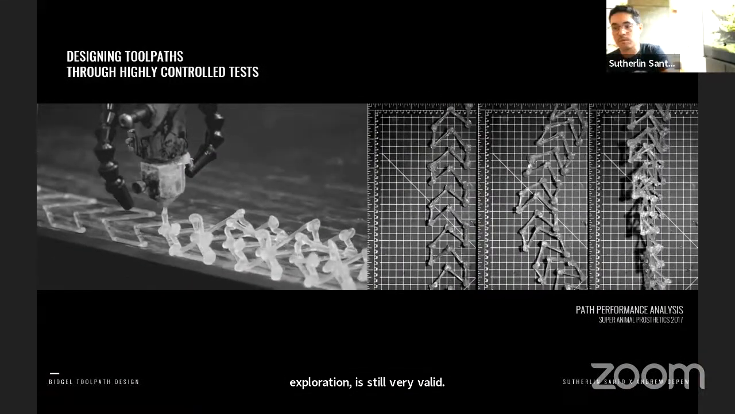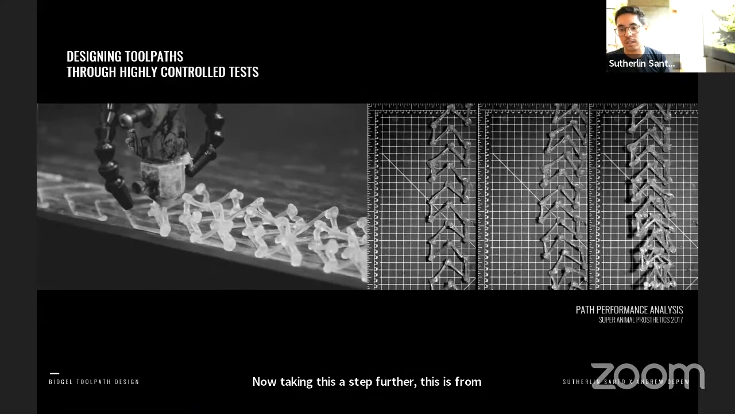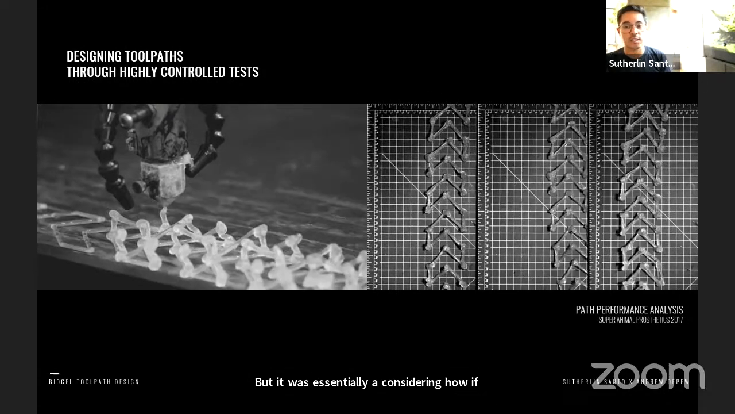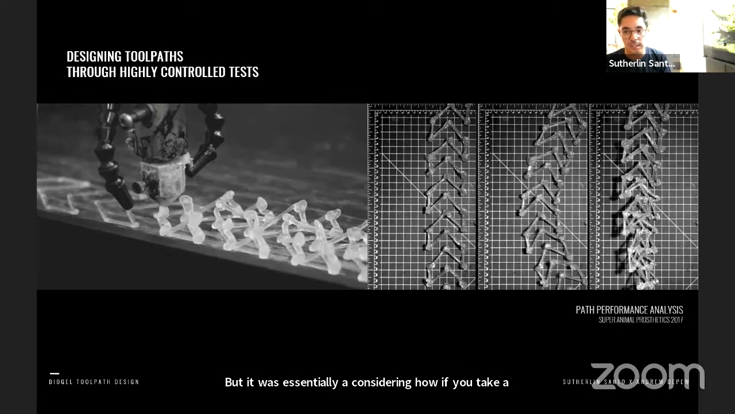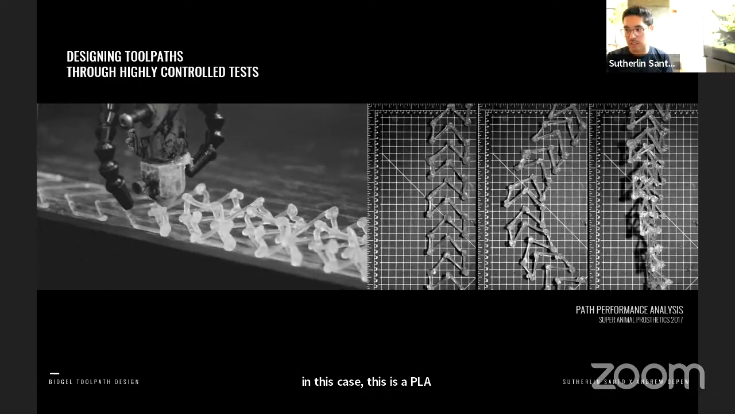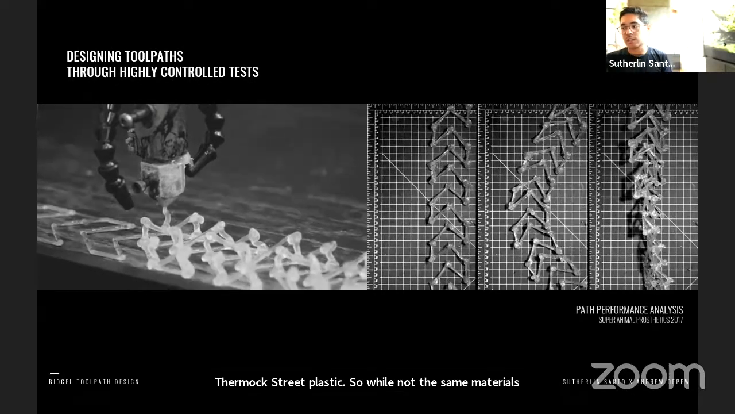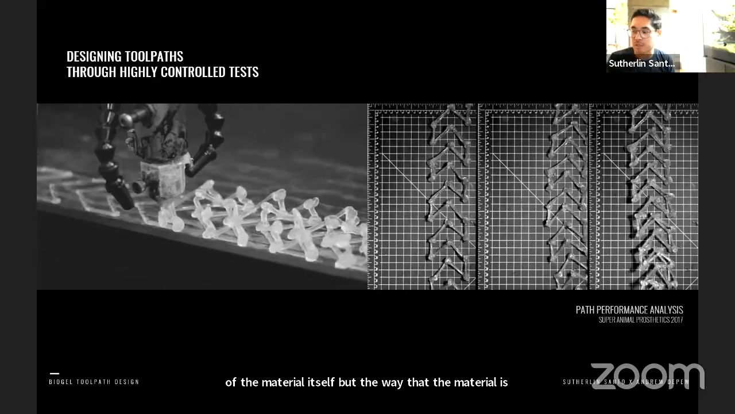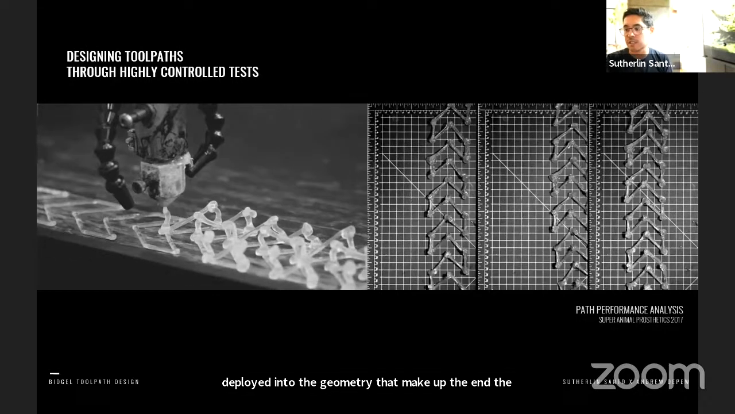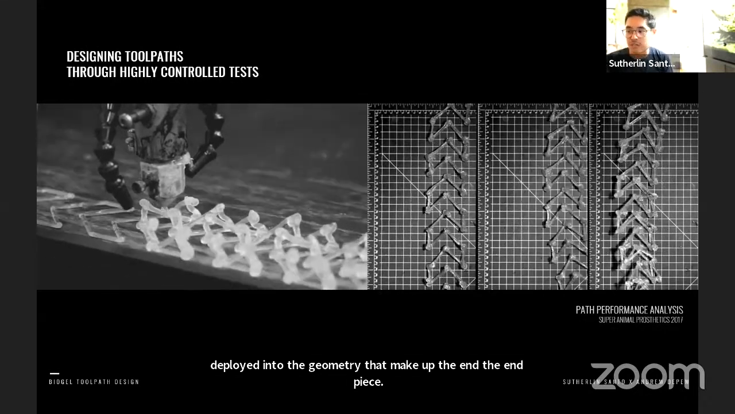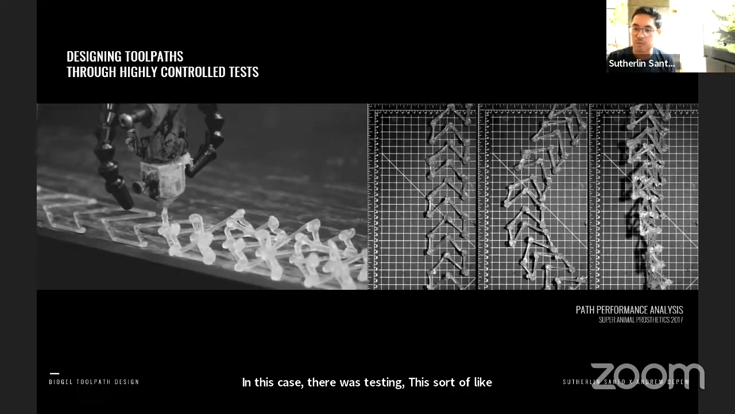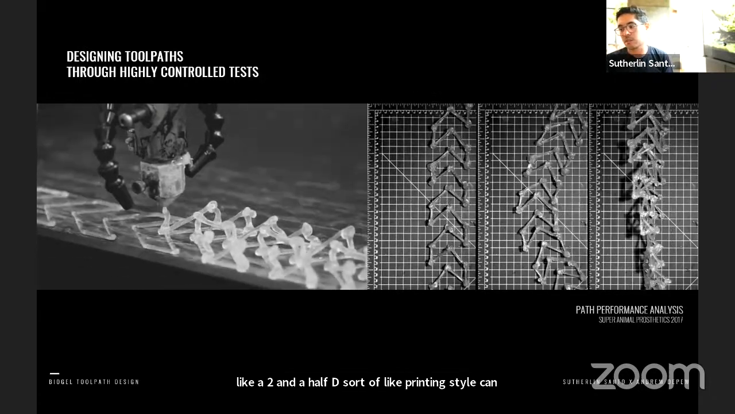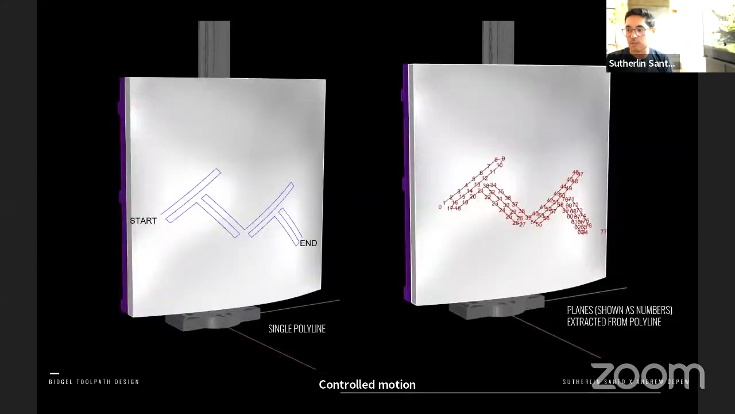Now, taking this a step further, this was from a course I taught in the robot lab at SciArc years back, but it was essentially considering how, if you take this, this was a PLA thermo-extruded plastic. So while not the same materials as the biomaterials we're looking at, the logic is still the same, which is that we get different performance, not just out of the material itself, but the way that the material is deployed into the geometries that make up the end piece. And in this case, there was testing how this repeated chevron pattern in a semi, we call this a 2.5D sort of printing style, can produce a controlled motion in particular ways.